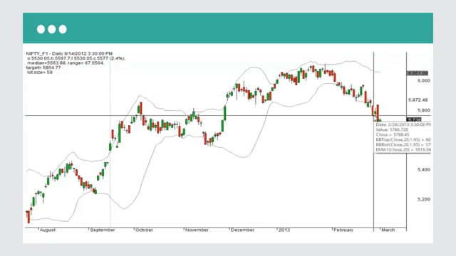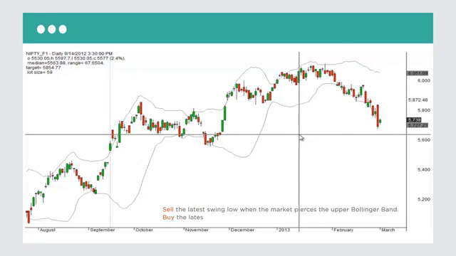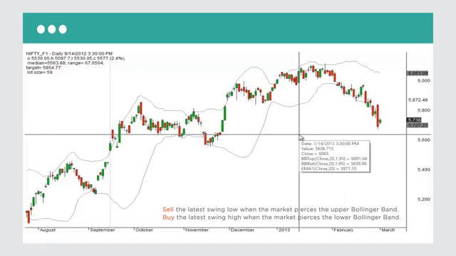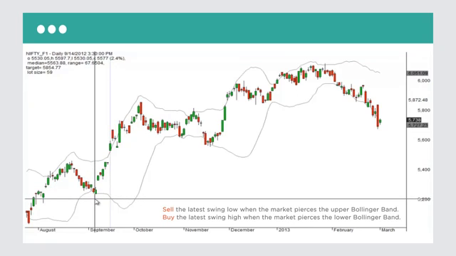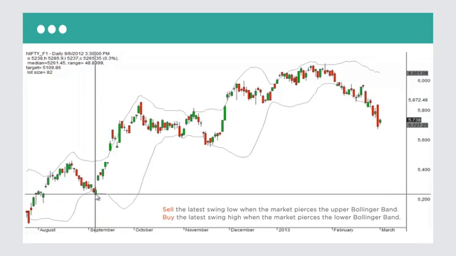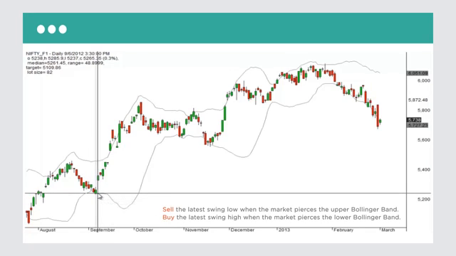It's a very simple tweak. When we touch or pierce any Bollinger Band, you're simply to buy or sell the latest swing high or low. That's it. So let's look at this example. Here you can see that the market touched this lower Bollinger Band. All you have to do is look for the latest swing high and buy it.